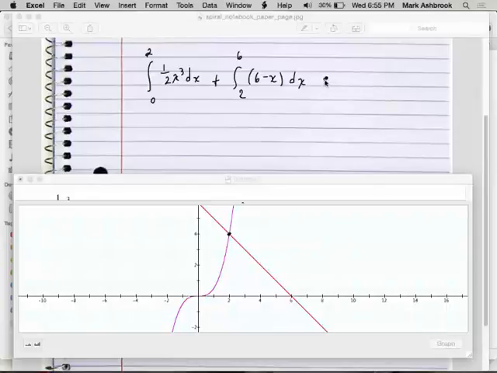And did you guys get an answer? Total answer? I'm hearing 10. That's pretty cool that that weird looking shape has an area of exactly 10, right?